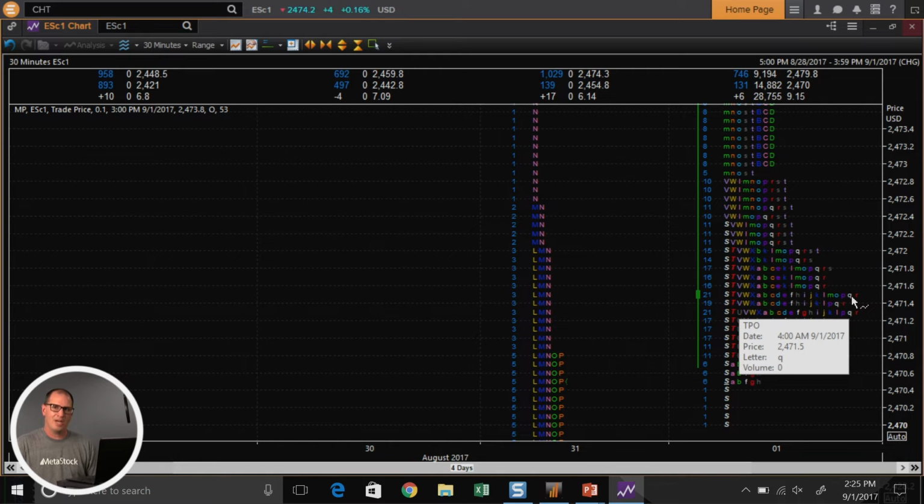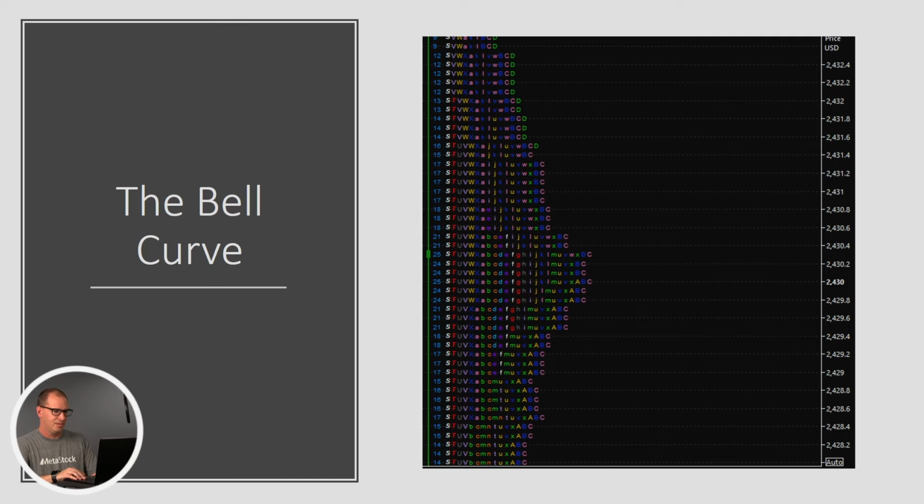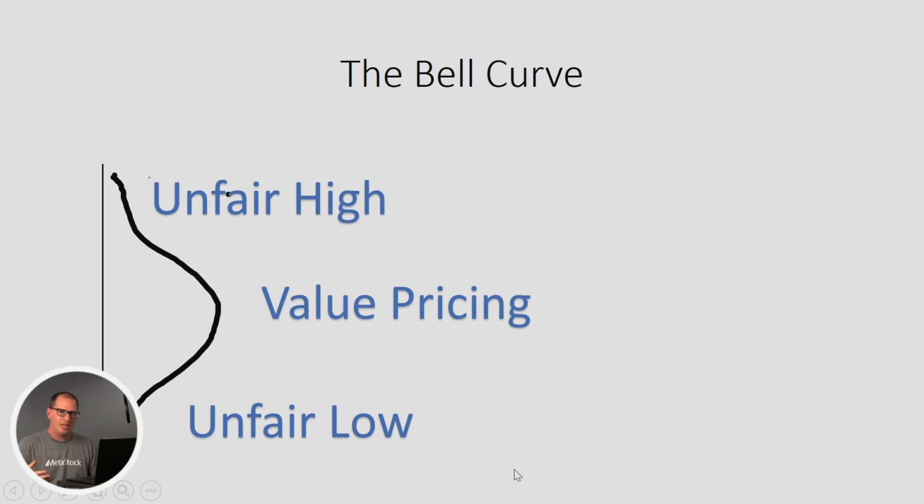Okay, so now how can we use that? Let's get into that just a little bit here. You'll notice those charts kind of look like a bell curve. They kind of have this shape where they'll recede in, belly out, and then come back in. So we get that bell shape. Now, how that helps us is, at the top, we have what's called an unfair high. Then we get into value pricing and unfair low.